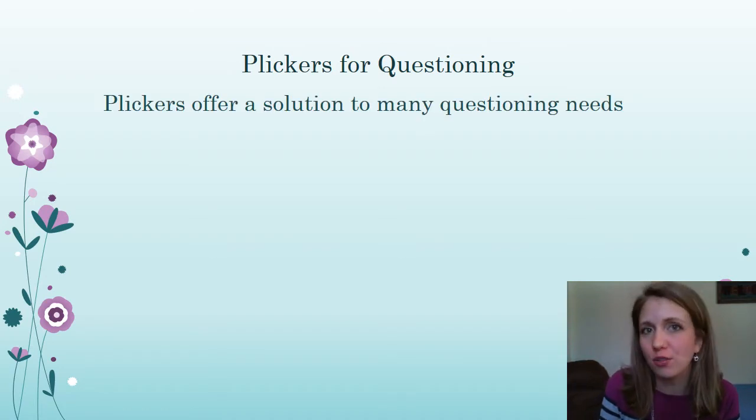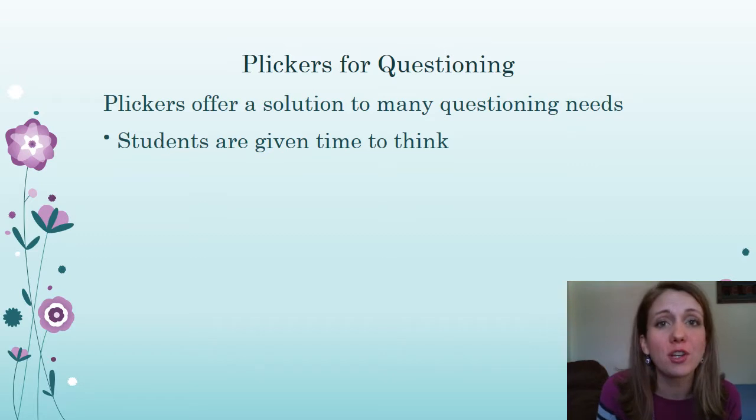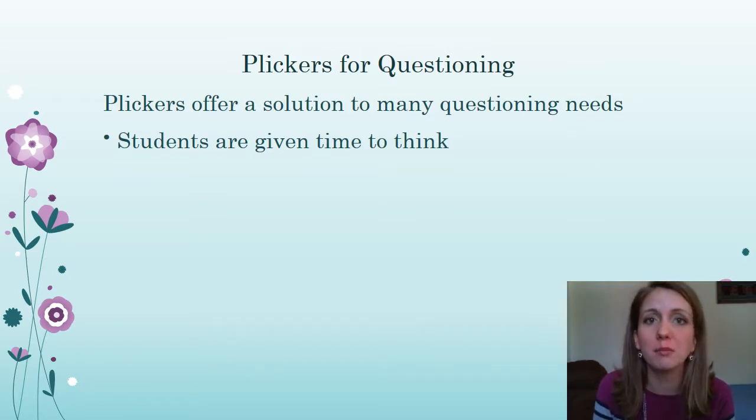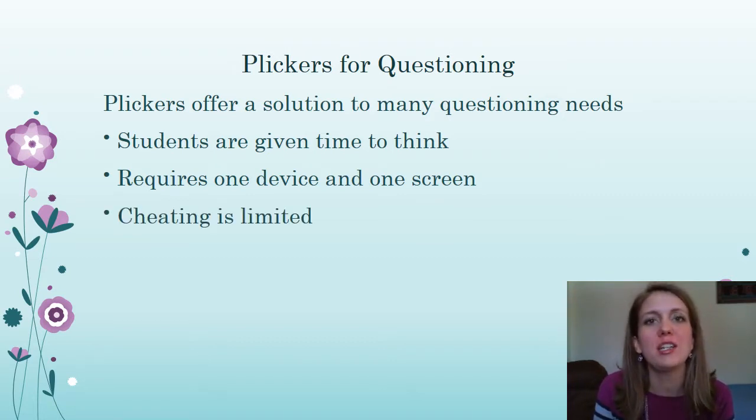Plickers are very useful for questioning in the classroom. They offer many solutions to the needs that we've seen presented through research. Students are given time to think. They often will read the question themselves, complete it if they need to, and then respond. It also only requires one device and one screen. This is very useful for classrooms that don't have one-to-one devices for students. Cheating is also limited since each Plicker is individualized. Students can't easily see what the other person is answering.